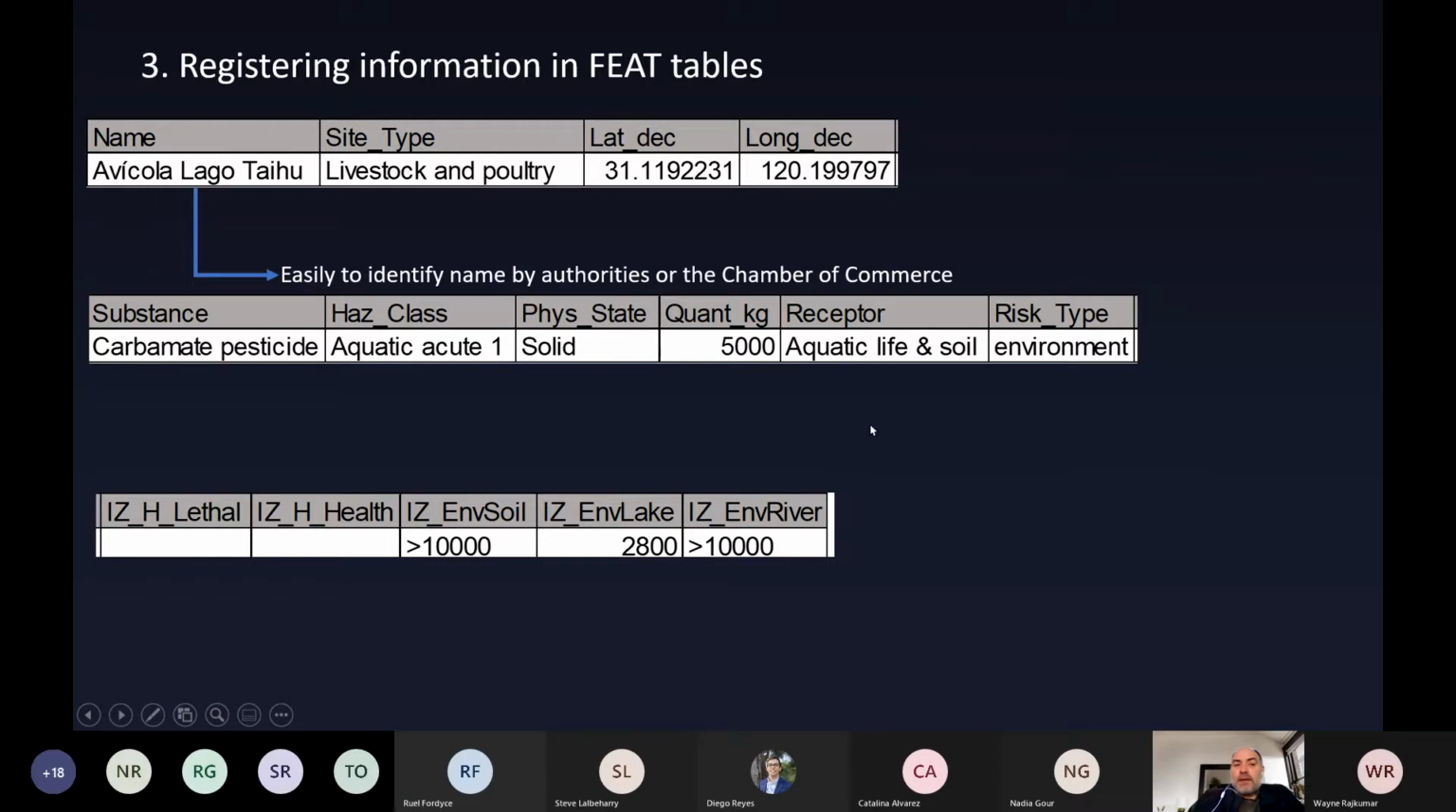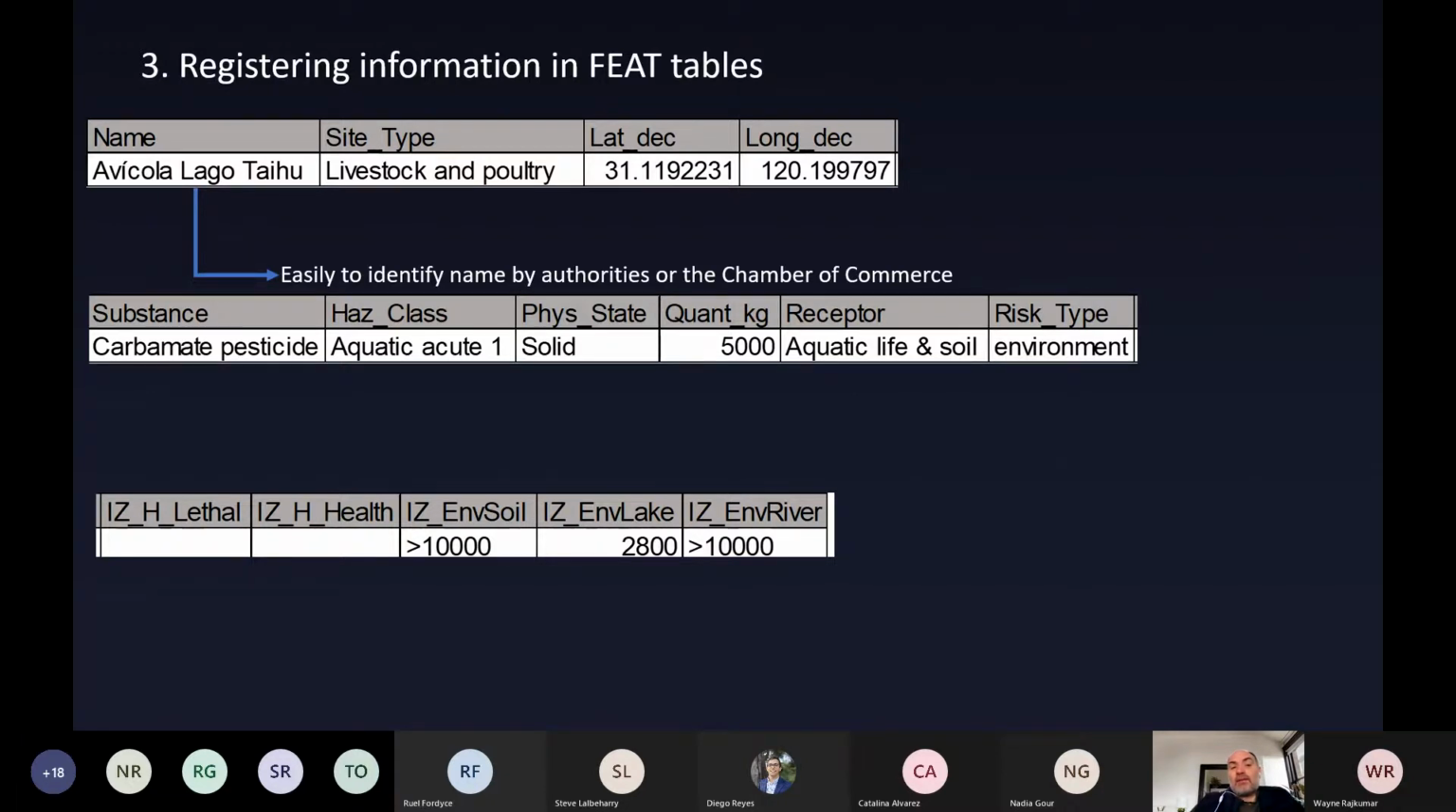Diego, thanks. We would prefer that it is a name easily identified by authorities or the Chamber of Commerce, in case we need to intervene more deeply in the farm or the place where the spill was made.